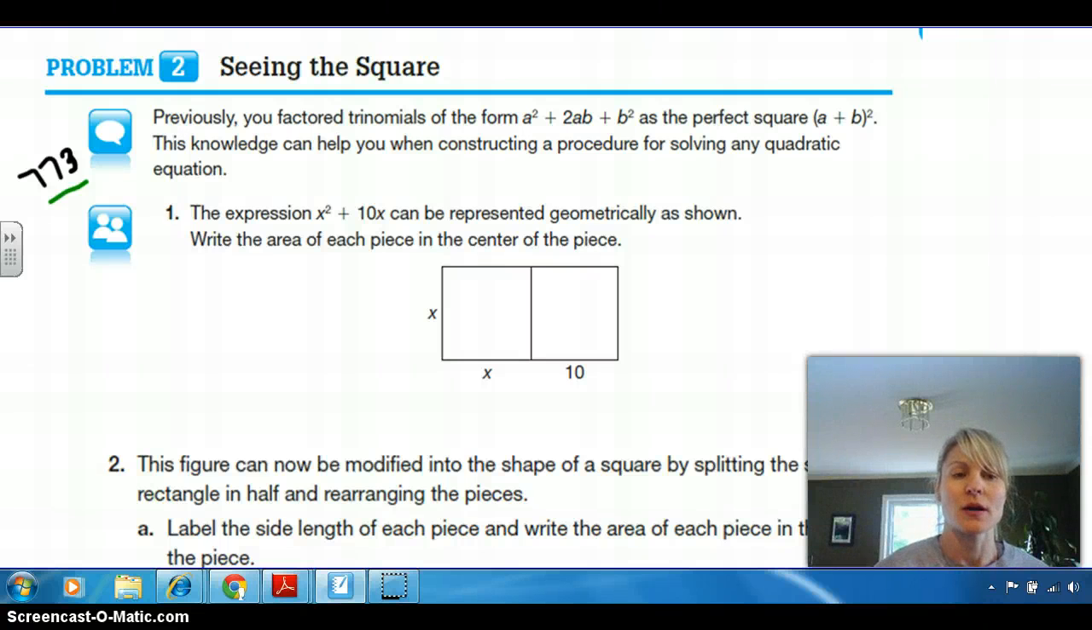Okay, so you want to get your textbook open to page 773. Pause the video till you get there. And we're going to be learning about what's called completing the square. And you'll see why it's called that in a minute.